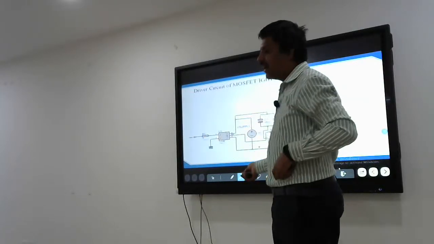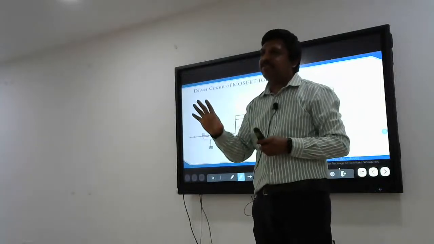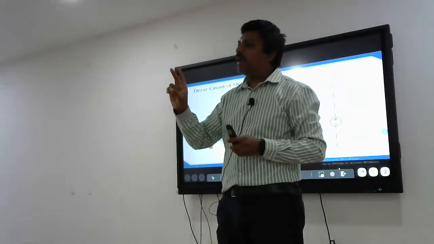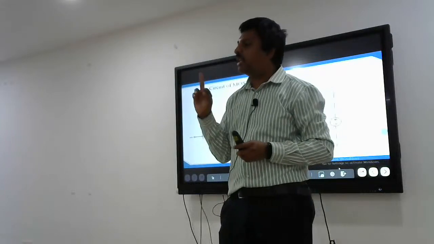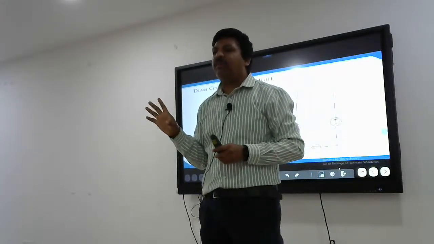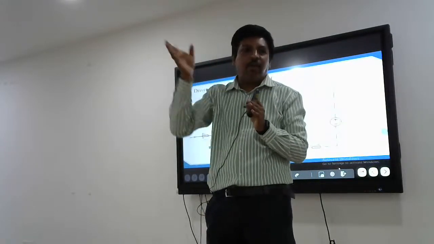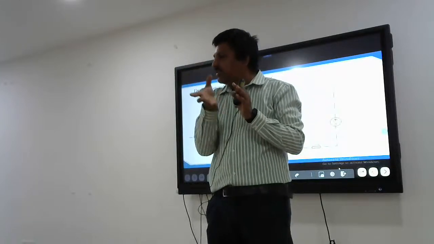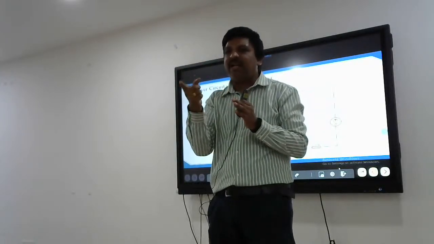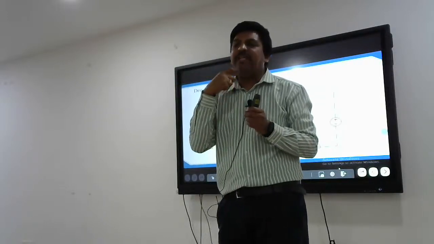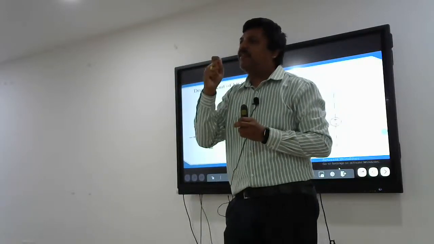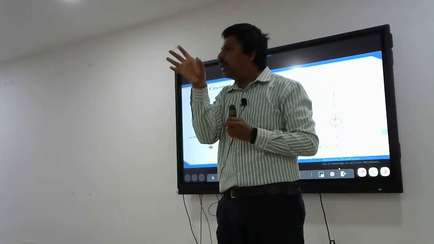This is a simple gate drive circuit. We know that every power electronic system has two circuits: one is the control circuit, the other is the power circuit. Power circuit means we have a switch, a source, and a load. The switch is meant to turn the electrical circuit on and off. That is the power circuit. Whereas control circuit means we have to give a control signal for the switch to either turn on or turn off.